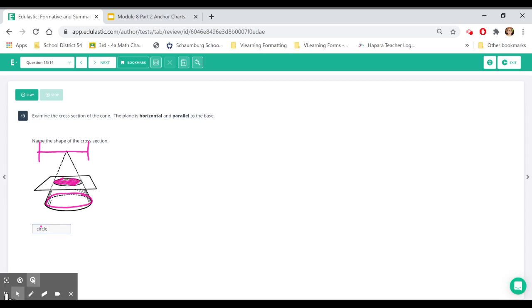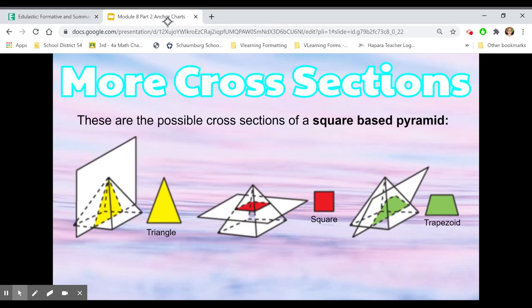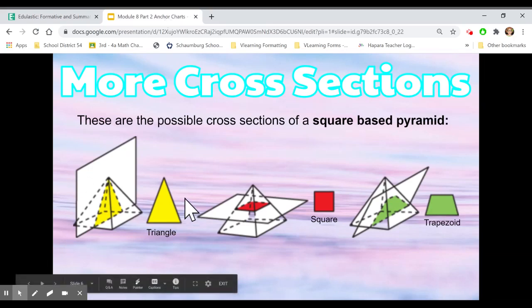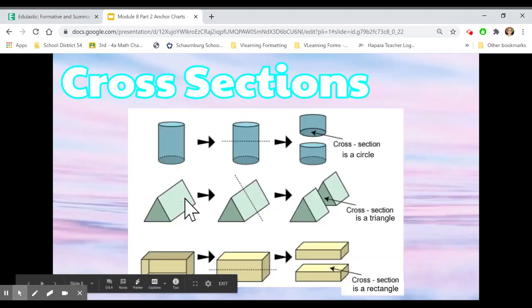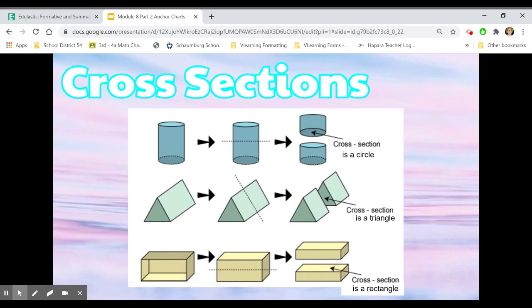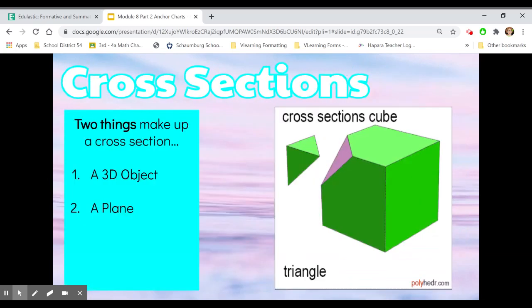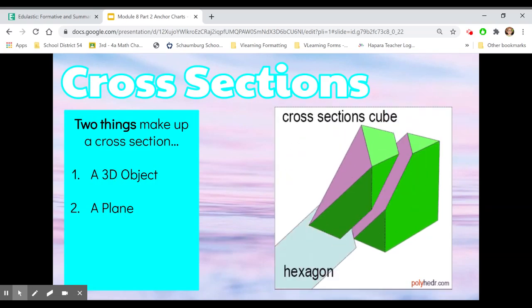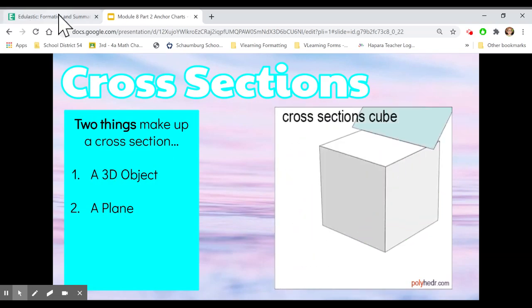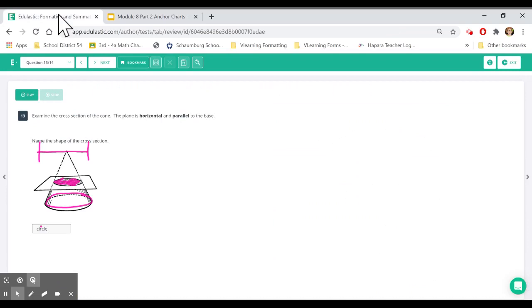And we know it's a circle and not a cone because the cross section is the 2D shape that is seen when you cut into a 3D figure. So for a cylinder, it would be a circle. For a triangular prism and such. So here's how you get a cross section. That's the shape you see when you cut into it. Let's see if that helps us with this last question.